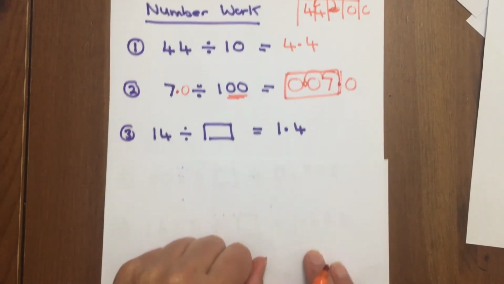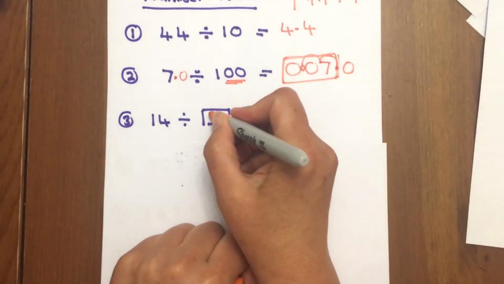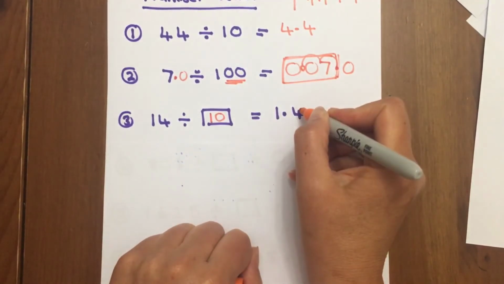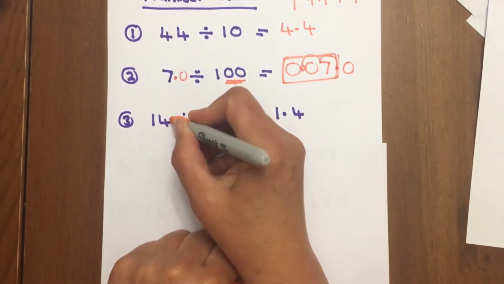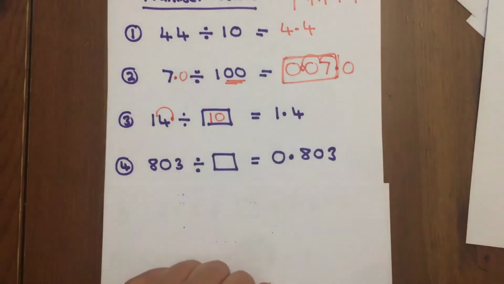Okay, what do I divide 14 by to get to 1.4? Well, I've got to divide by 10, because the decimal place was here and I wanted to move it here, so it's moving once, so divide by 10.